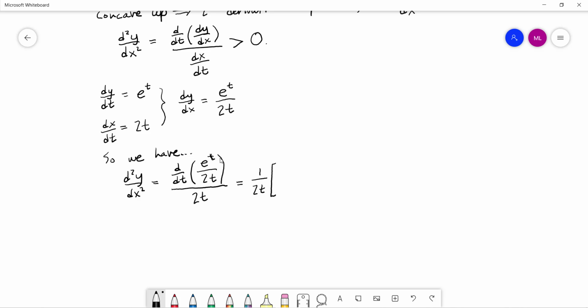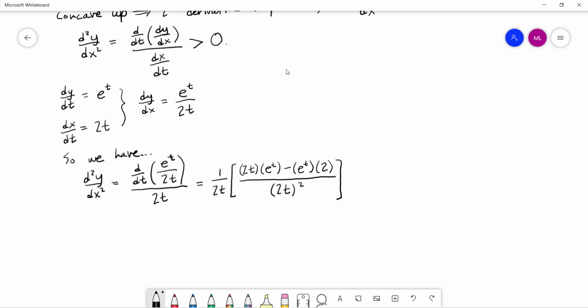So I'm going to just write it as 1 over 2t, taking that dividing by 2t into account right at the beginning. And then let's write out what the quotient rule on this piece is. So again, it's low d high, the bottom times the derivative of the top. So it's going to be 2t times the derivative of the top, which is simply going to be itself, e to the t, minus high d low, so e to the t times the derivative of the bottom, which is just 2, all over the square of what's below.